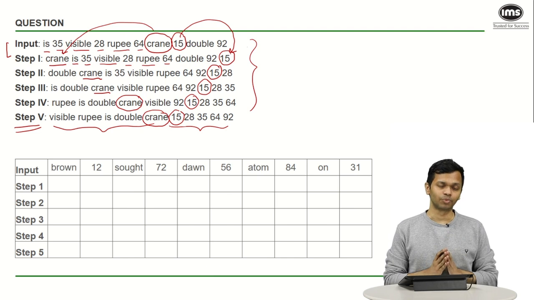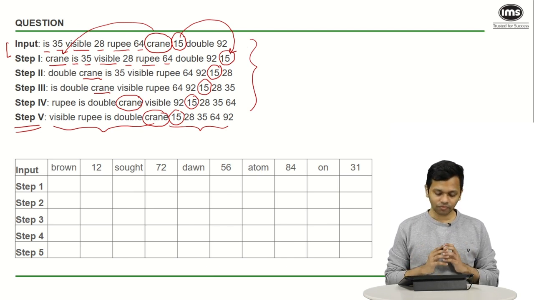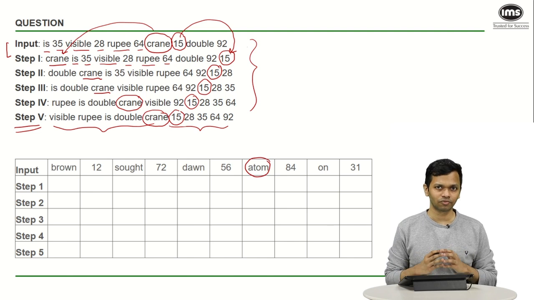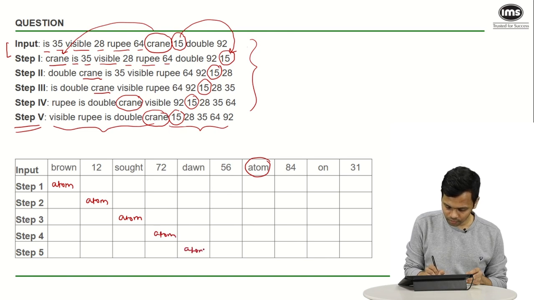Now let's come back to our input. The input is Brown, 12, Sawant and so on. Here the first thing that I will do is try to find which is the word that will make a movement. This is going to be Atom, alphabetically the first word. So that will come in the beginning, right? And after that I just need to start moving it towards the center. So this is how the movement will be, right?